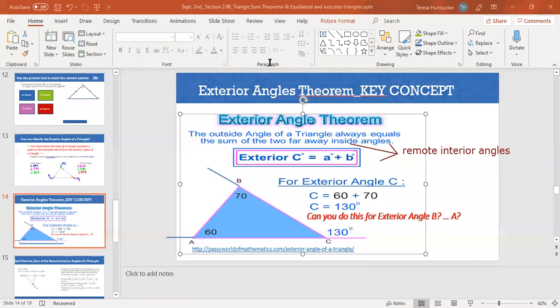So now, can you answer the question? Exterior angle A. What's that the sum of? What are your two far remote interior angles? Think about it. So we're going to say exterior angle A should equal, I didn't type it right, that should equal, right? The two other angles are B and C, okay? And you're just going to add their degree measures together.